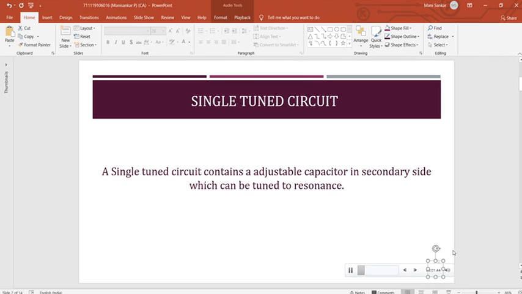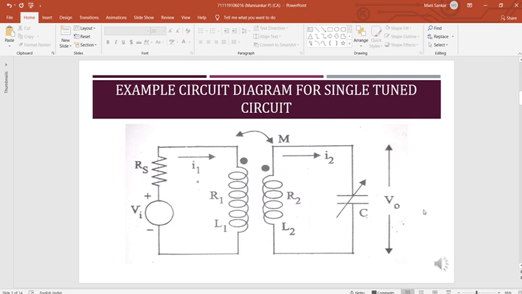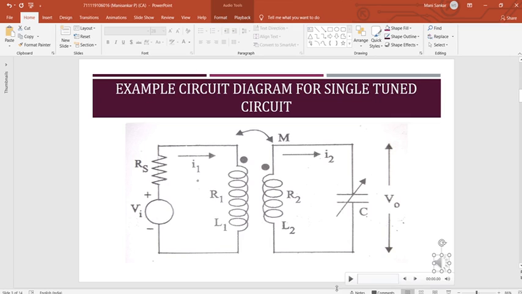Let us talk about the single tune circuit. A single tune circuit contains an adjustable capacitor in the secondary side only, which can be tuned to resonance. The diagram shown in this slide represents an example of a single tune circuit. We can see a capacitor present only in the secondary side, whereas the element common to both the circuit sides is the mutual inductance.